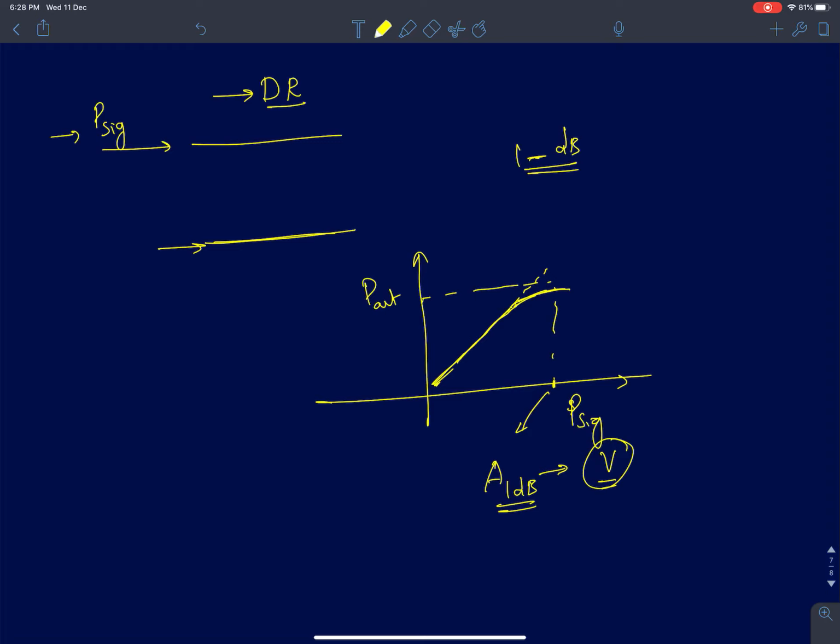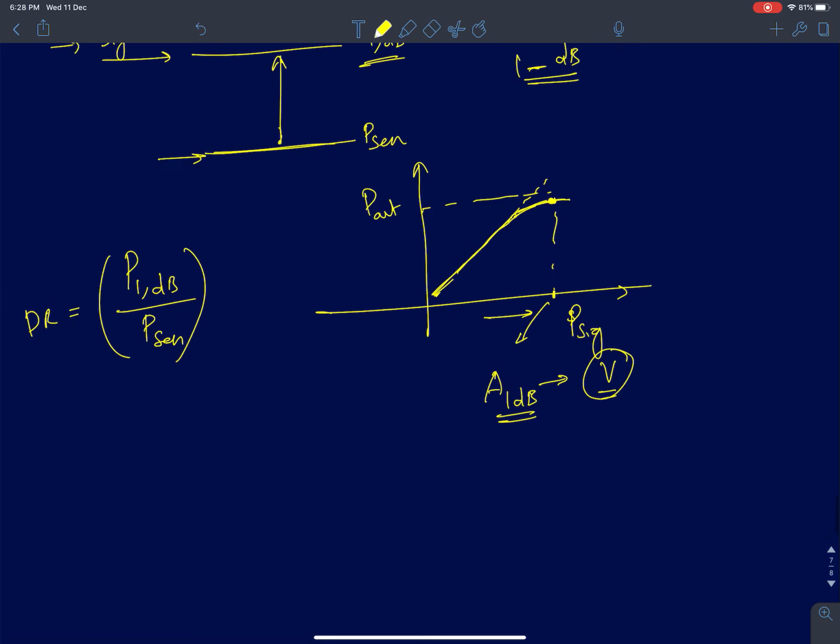As I keep increasing the signal power, after a point the receiver will start saturating. The receiver amplifiers are all nonlinear amplifiers. When the overall receiver gain falls by 1 dB, you stop at that point, which is determined by the 1 dB compression point of the receiver itself. That, relative to your sensitivity P sen, gives your dynamic range. I can simply take the 1 dB compression point divided by P sensitivity. This ratio is normally expressed in dB.